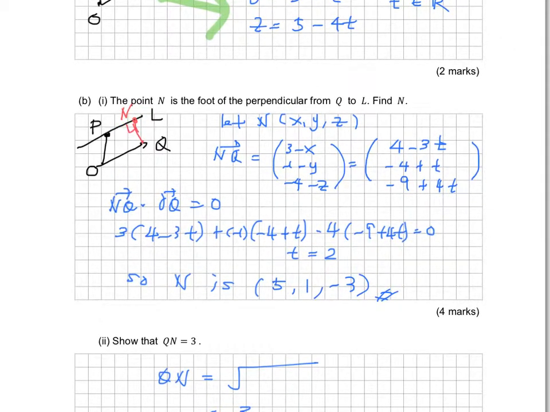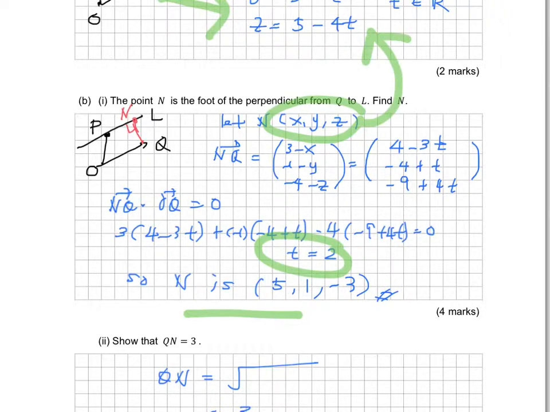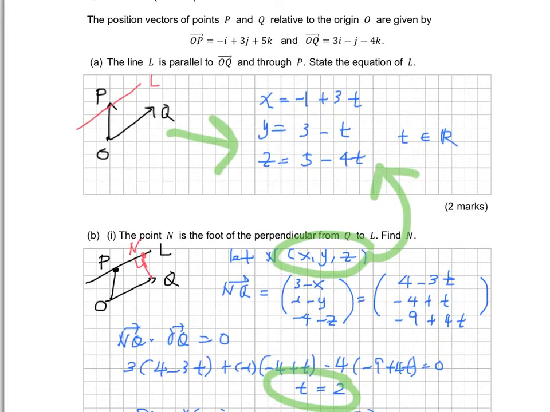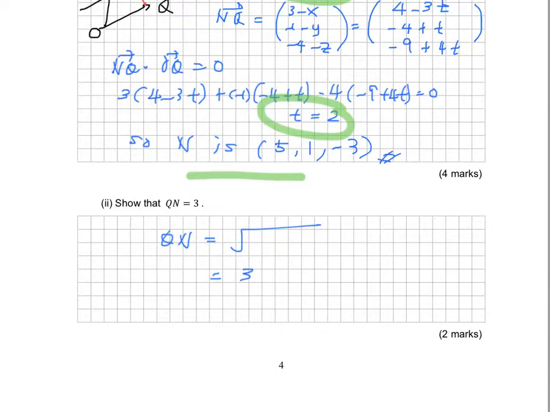Okay, and by using this also, because I hope this drawing is clear to you, to find N, what we're going to do is find NQ and then use the dot product of NQ and OQ, and because it's perpendicular, it's going to be 0. Discover the value of t, and then you get your N value using those x, y, z here, that in the parametric form will be as above. And finally, once you have the coordinates of N, it's fairly easy to show QN is really 3.